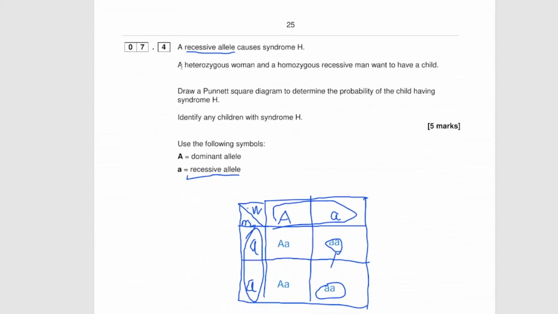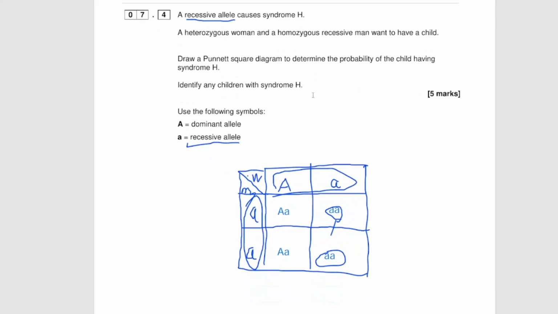Now moving on to 7.4. A recessive allele causes Syndrome H. A heterozygous woman and a homozygous recessive man want to have a child. Draw a Punnett square diagram to determine the probability of the child having Syndrome H. Identify any children with Syndrome H.